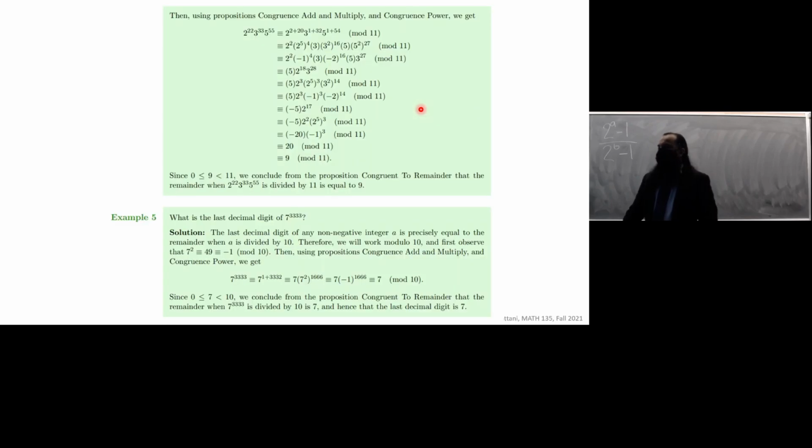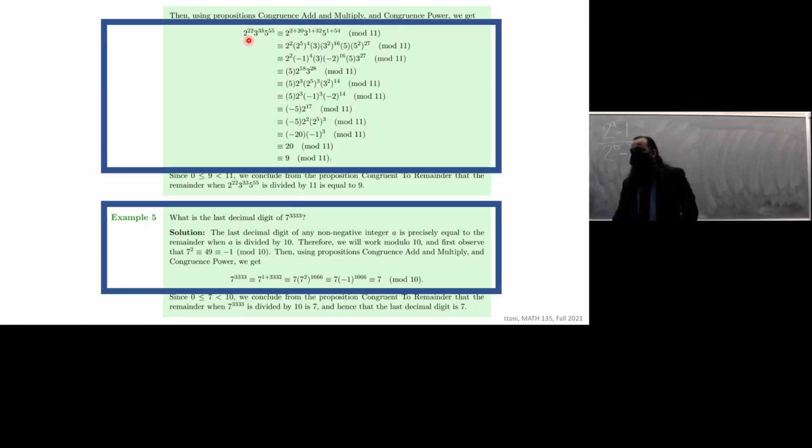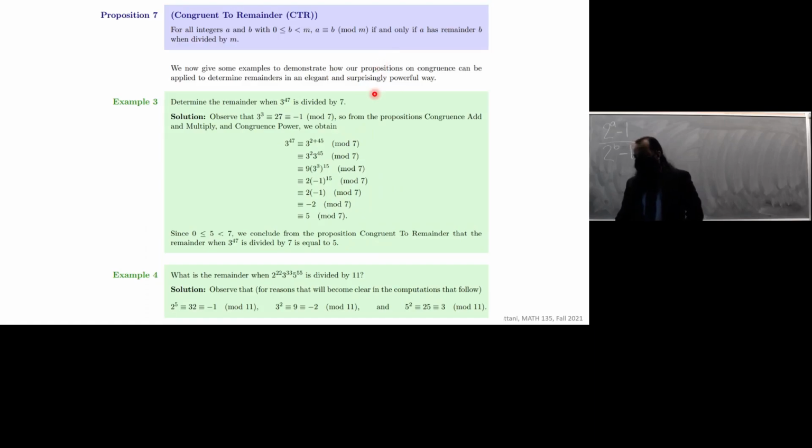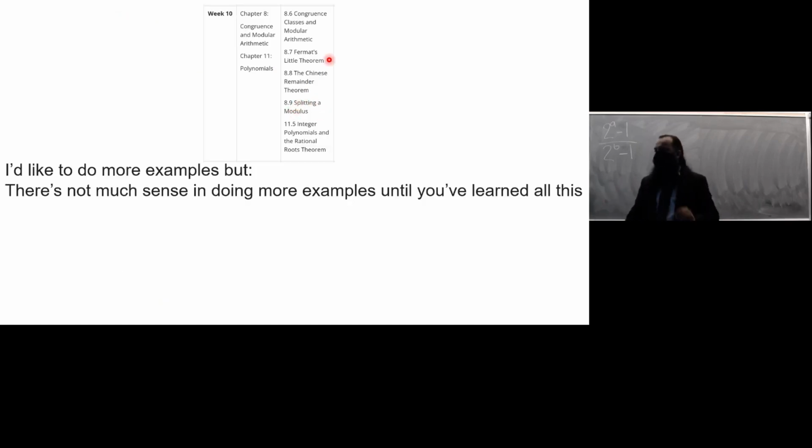We did divisibility by 3. We did the last digit of 7 to the 3333. We did 2 to the 22 times 3 to the 33 times 5 to the 55 mod 11. And we answered the question, what day of the week will it be 3 to the 47 days from now? Okay, so we've done all of that stuff, but it's worth it to read through everything just to make sure you fill in the gaps.